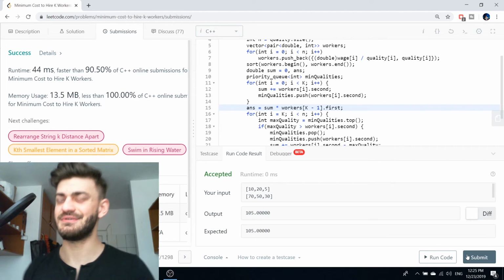Wow, this is awesome. Alright guys, this was the problem Minimum Cost to Hire K Workers. It is again an interview question on LeetCode asked super often by Amazon, Facebook and Google.